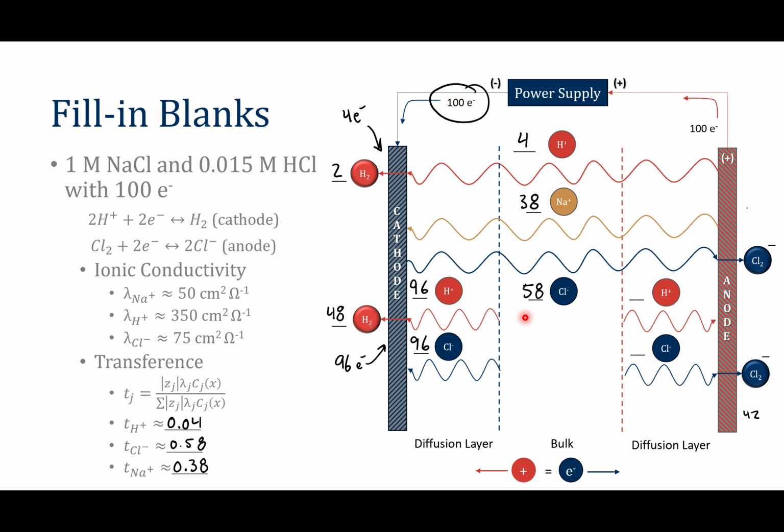Okay, so on the anode side, here we have 58 chloride ions. That means 58 electrons as it's being oxidized, making 29 chlorine molecules. And then we need to make up the rest of the 100 electrons. And so we're going to have 42 protons, 42 chloride ions, 42 electrons, and 21 more chlorine molecules.